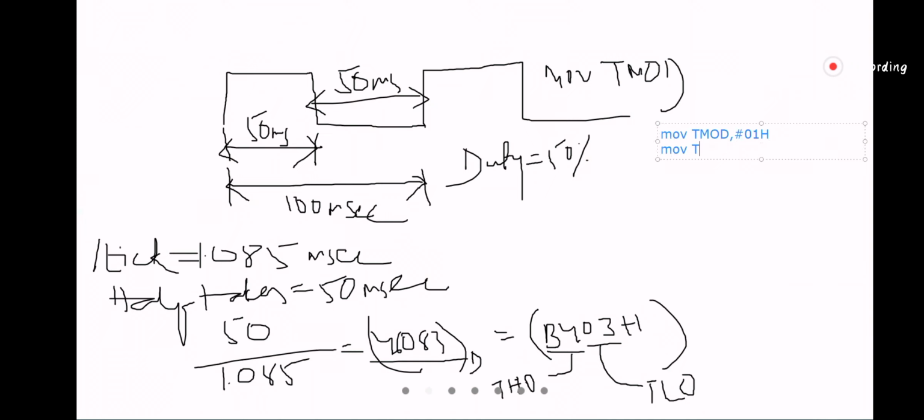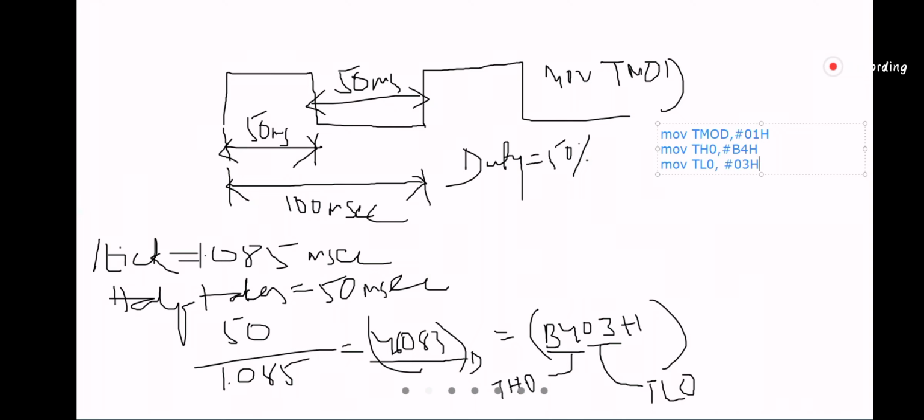Move TH0, #0B4H. Move TL0, #03H. And you will get this cycle here.